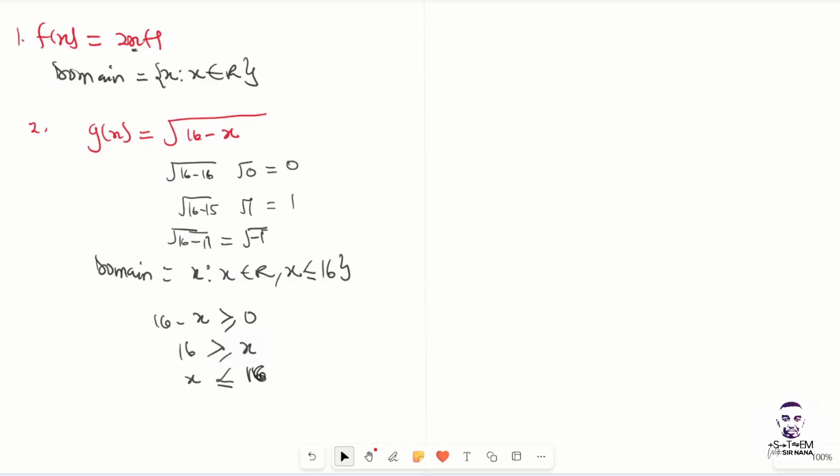So therefore, we can write the domain as: x such that x is a member of the real number system where x is less than or equal to 16. So that is the domain for the radical function. You take the numbers in the square root and let it be greater than or equal to 0. Then we solve the inequality for x, and you realize that the values of the domain will be less than or equal to, in this case, what we got.